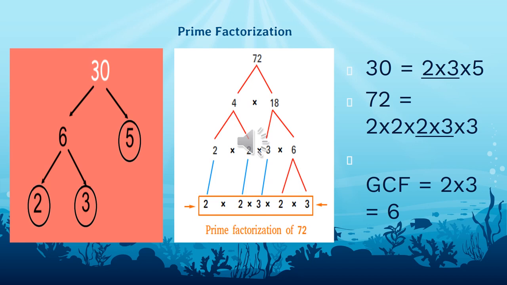And then we list all these prime factors of each number, and our last step is to identify the common factors, and in this case the common prime factors are 2 and 3. Now multiplying 2 and 3 we get 6, therefore the GCF of 30 and 72 is 6.